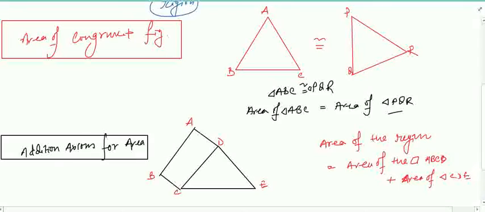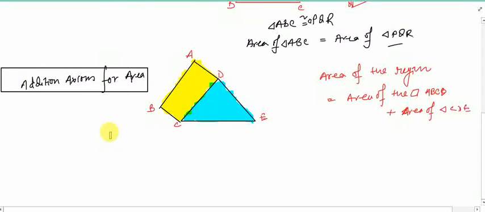That means these two areas, this portion area and this portion area, will be, sorry, added for the whole portion area. If I have to find out, then we will add the two portions, that means this yellow portion and the green portion, or the blue portion, whatever the color it is. Okay, next.